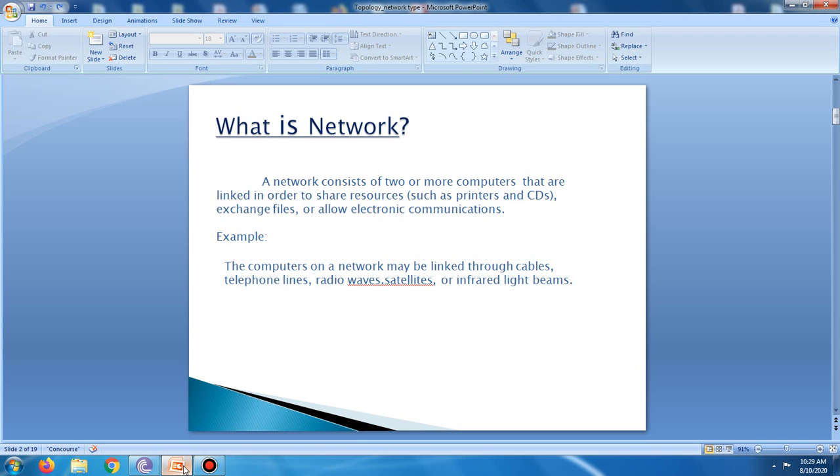Today we will learn networks and categories of network. What is a network? A network is a set of devices interconnected by a communication medium. Each device is referred to as a node. A node can be a computer, printer, or any other computing device.